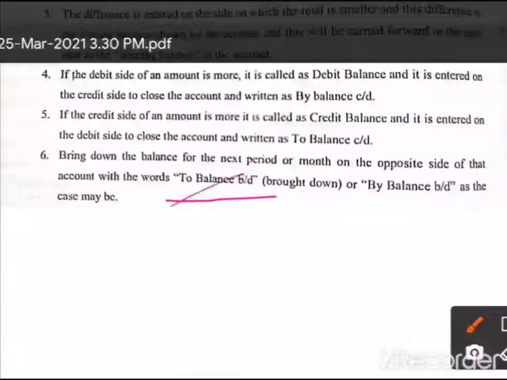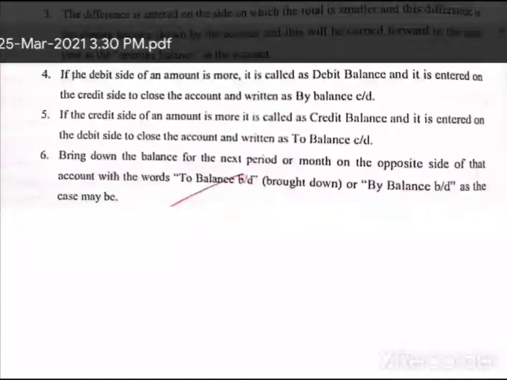So how will we write? To balance brought down. Once we have to bring this to the next month, what will we write? To balance brought down or by balance brought down, as the case may be. If that is a debit balance, it is to balance brought down, and if that is a credit balance, by balance brought down. This concept will be clear once we start doing the example. Okay, let's start with the example.